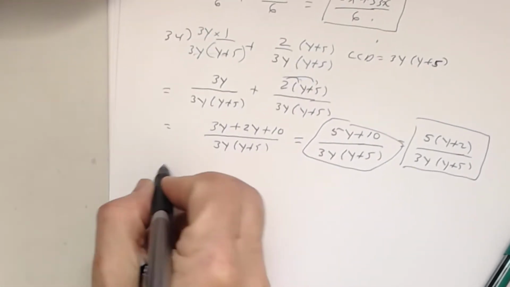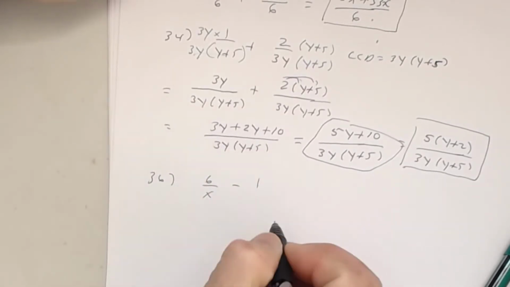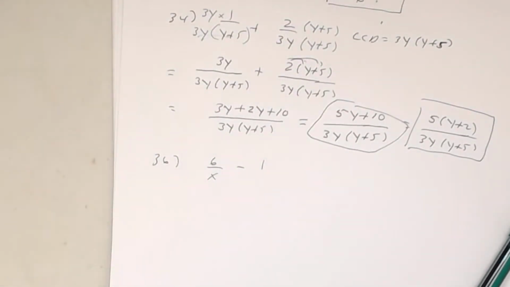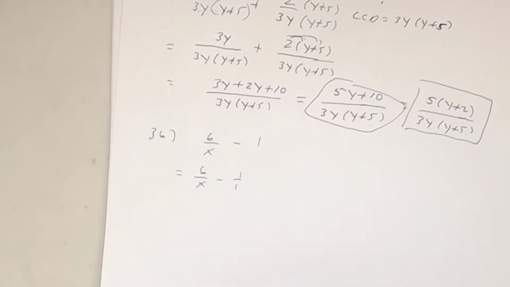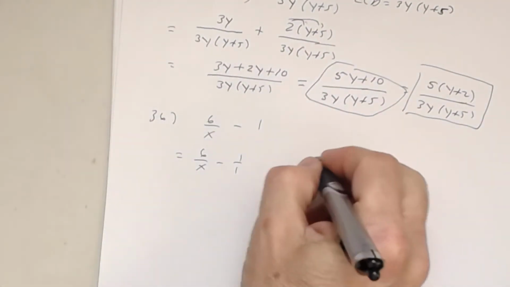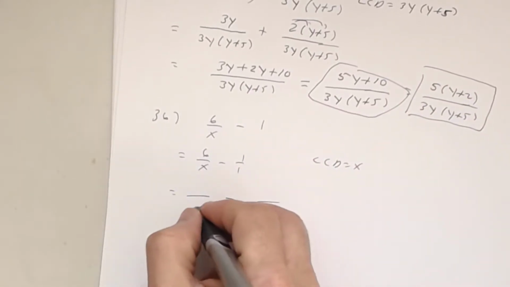36. You have 6 divided by x minus 1. What might you want to do before you find the LCD? Make the 1 a fraction. So that's 1 over 1. Now what's the LCD? X. LCD is x. So now you're going to write 2 fractions with that denominator.